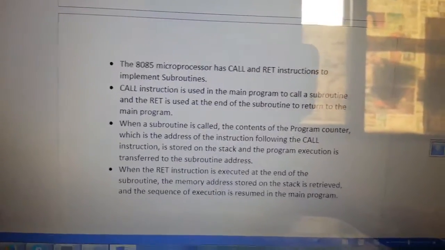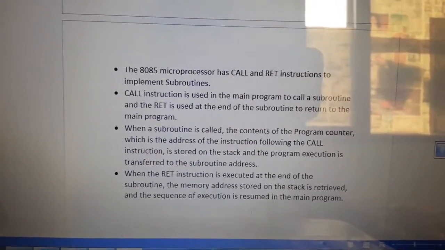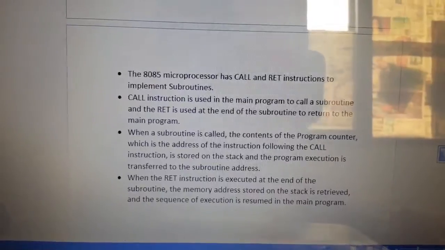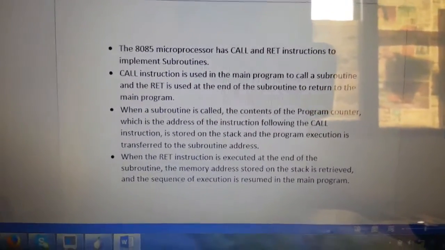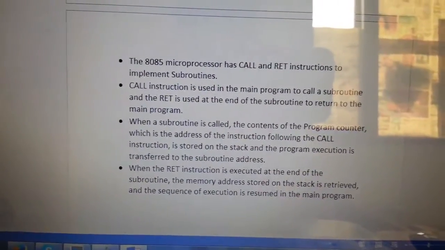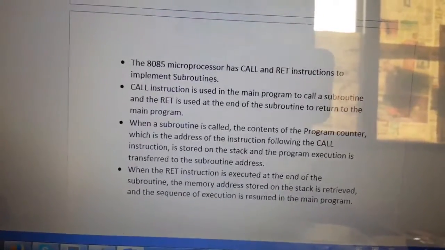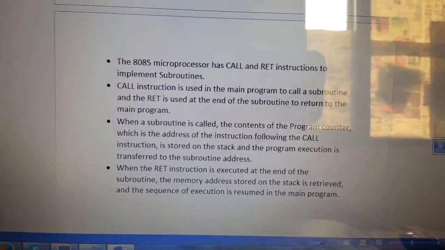In the 8085 microprocessor, we have call and return instructions to implement subroutines. The call instruction is used in the main program to call a subroutine, and the return is used at the end of the subroutine to return to the main program.